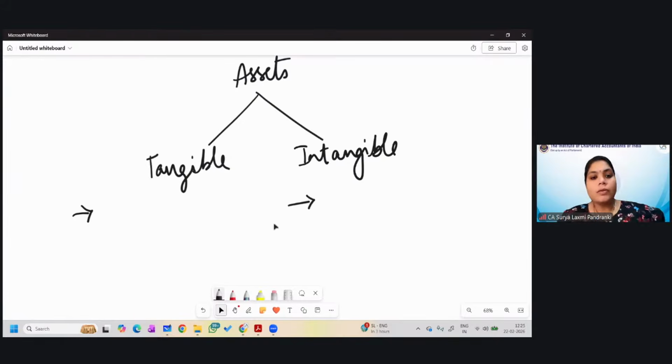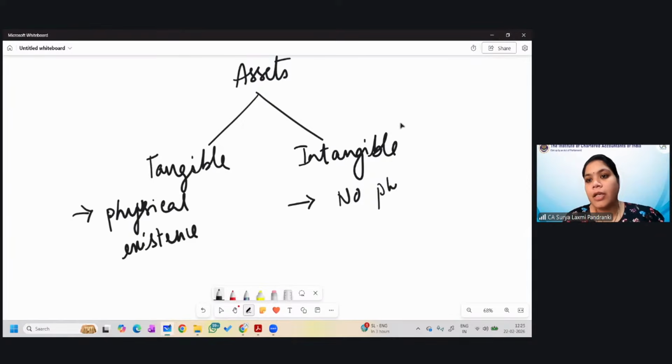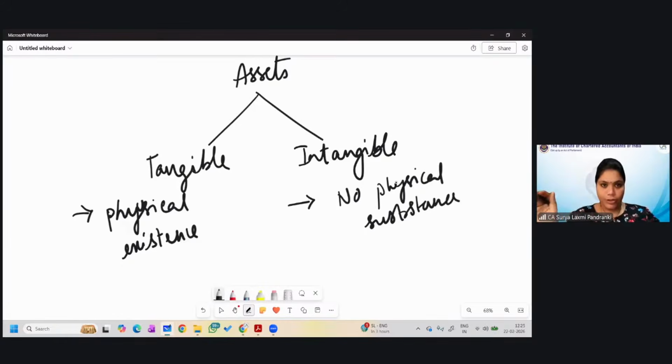Okay. So what are tangible assets? Okay. If you are saying it can be touched, physical existence, very good. Physical existence is the main thing in tangible assets, correct? Here, no physical substance. That is for sure. Which means you can't touch this asset, right? If it is an intangible asset, you can't feel or touch it. But if it is a tangible asset, you can have that feeling of touching it.